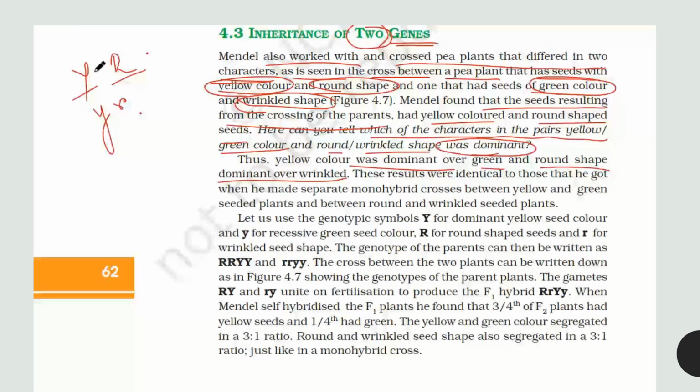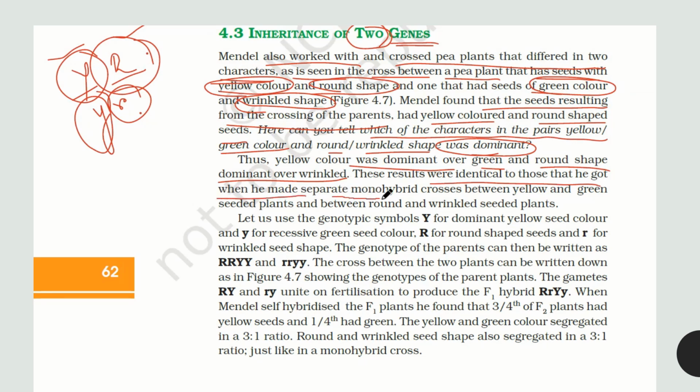For that reason I have written this Y as capital and this R as capital. The characters we represent as dominant we write in capital letters, and the recessive ones are written in small letters. These results were identical to those he got when he made separate monohybrid crosses between yellow and green seeded plants, and between round and wrinkled seeded plants.